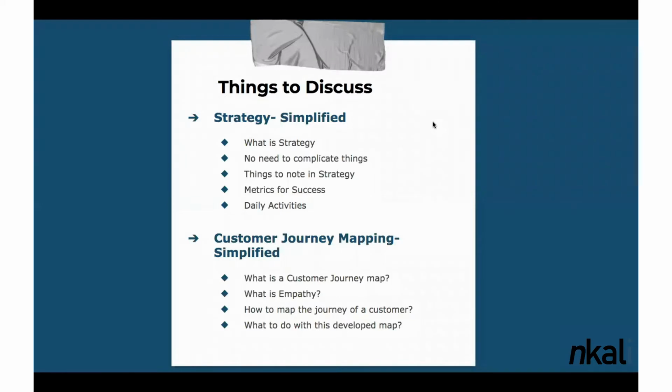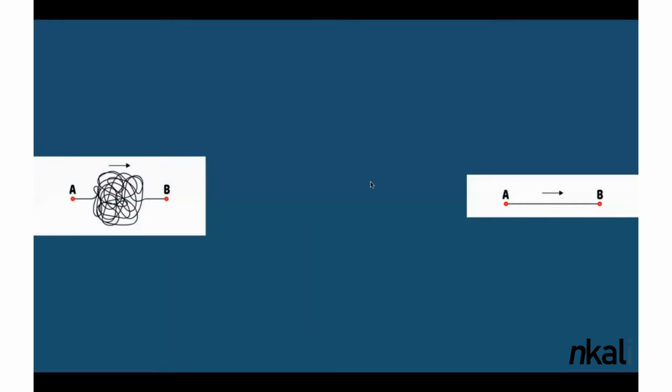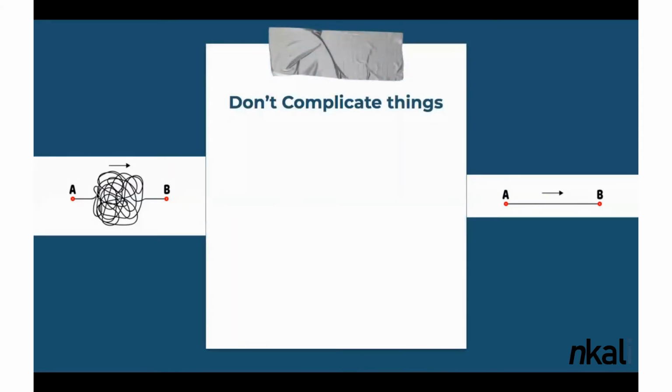We'll start very quickly with what strategy is. Strategy is basically a high level plan to achieve one or more goals under conditions of uncertainty. So strategy is a high level plan to achieve a goal, right? What we are trying to do is move from point A to point B. But we have a way of complicating things that should be super easy. So don't complicate things.